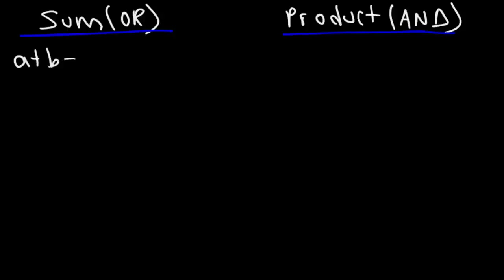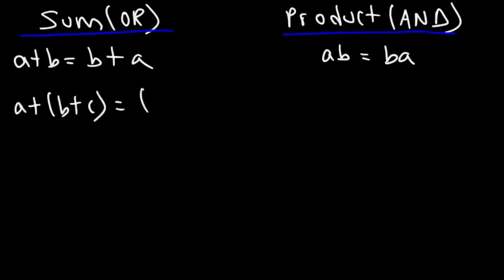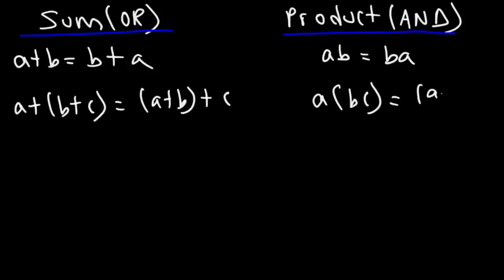A plus B is the same as B plus A, and A times B is the same as B times A. The next one is the associative property. So A plus B plus C is the same as A plus B plus C. And A times BC is the same as AB times C. So that's the associative property. And as you can see, the order for the AND or OR operators doesn't matter.